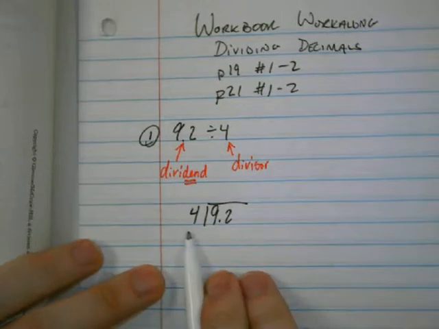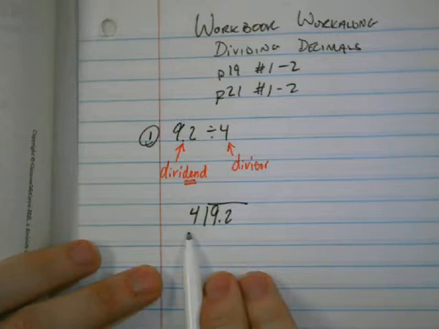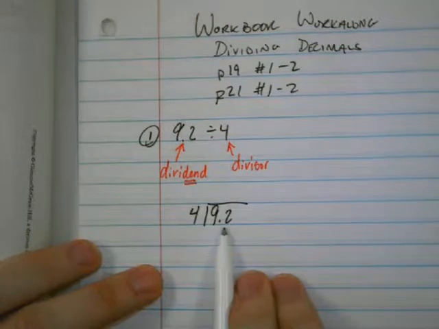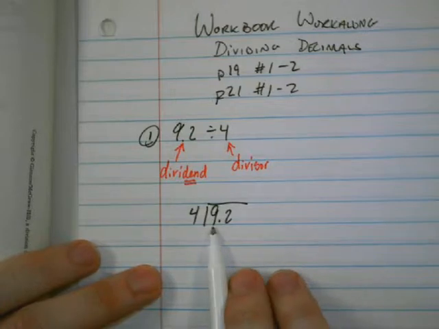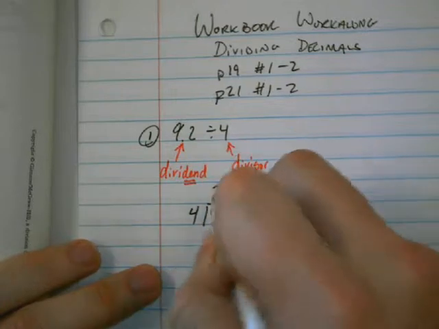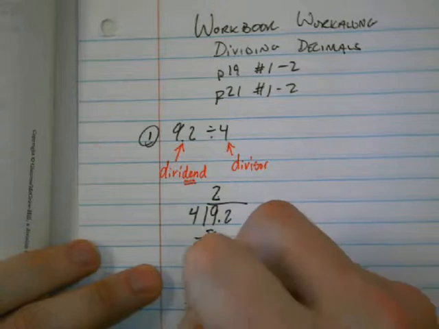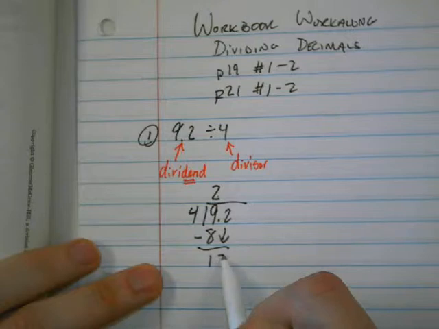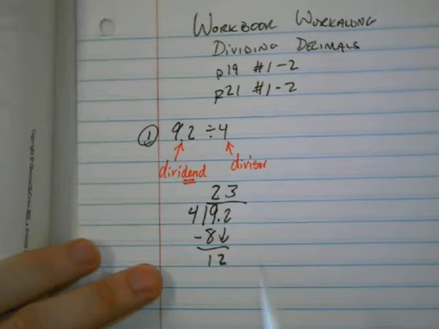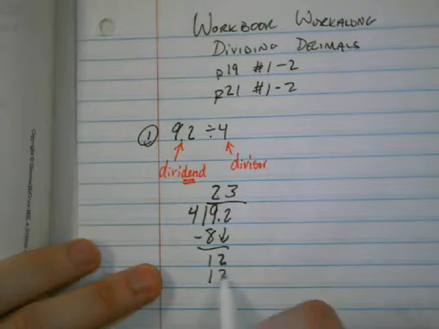If I don't have a decimal in my divisor, I'm actually going to pretend that there's no decimal here for now. I'm going to pretend that's a 92, and I'm just going to divide the normal way. 4 fits into 9 2 times. 2 times 4 is 8. Subtract 8. I have 1 left. I'm going to bring down my 2. 4 goes into 2 3 times.